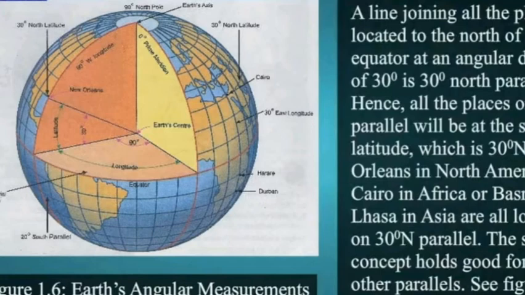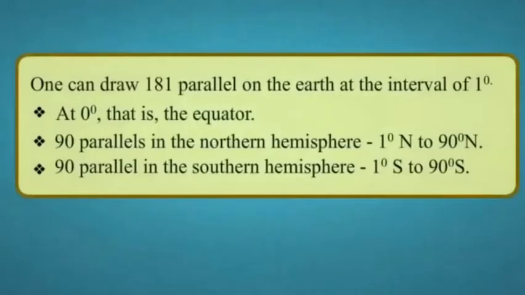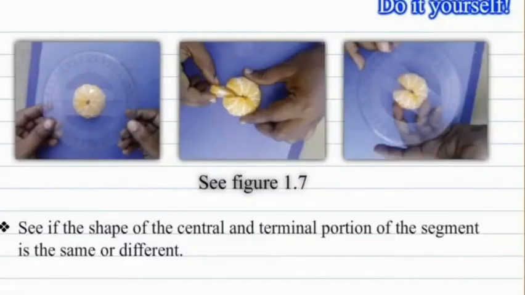See in the figure 1.6. One can draw 181 parallels on the earth at the interval of 1 degree. At 0 degree, that is the equator. 90 parallels in the northern hemisphere and 90 parallels in the southern hemisphere.